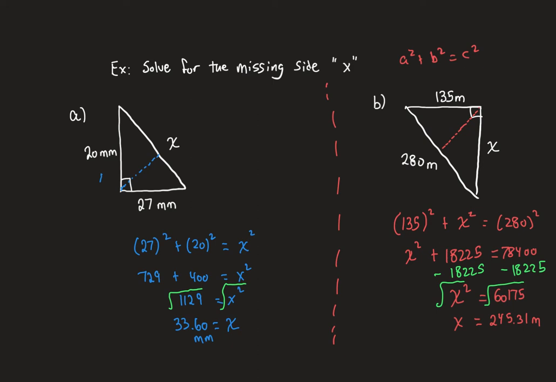In this next example, I'm going to compare the difference between finding a side using Pythagorean Theorem and SOHCAHTOA from the last trig ratios video. I want to show you the difference.